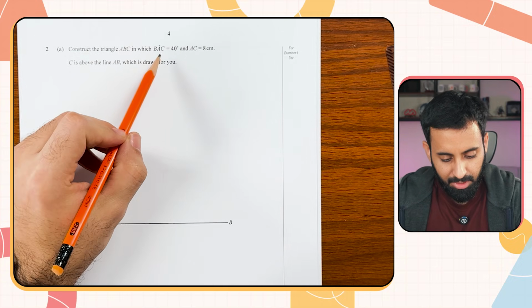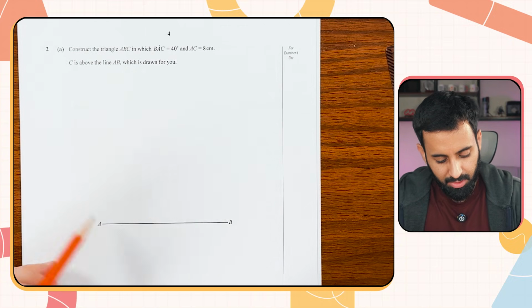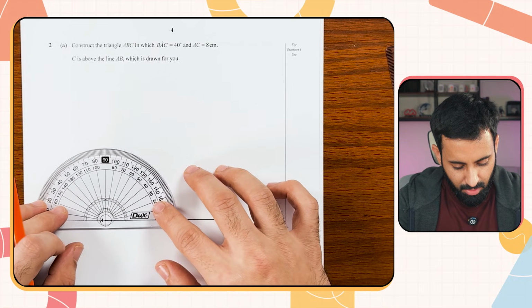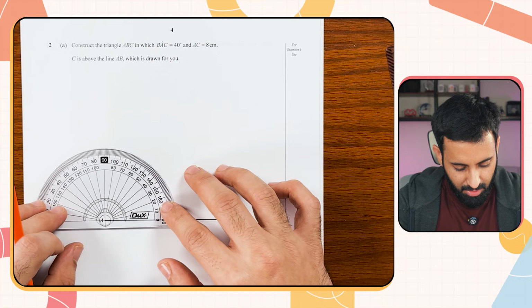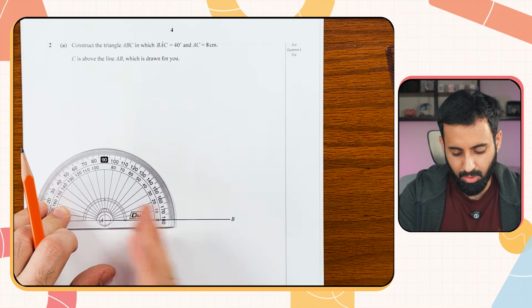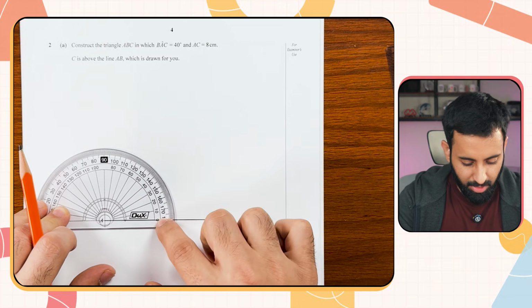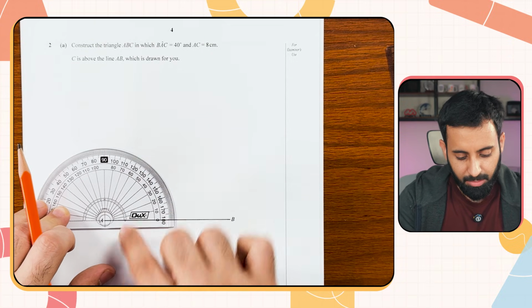Now, let's see what's the information that we have. BAC equals 40 degrees. That means this is going to be at 40 degrees. Now this time, because the 0 is on the line AB, which is on the right, we're going to start counting from the right.